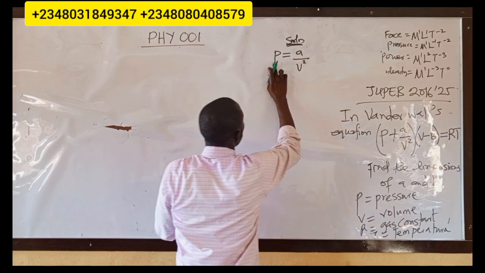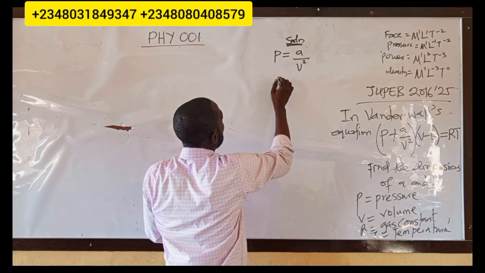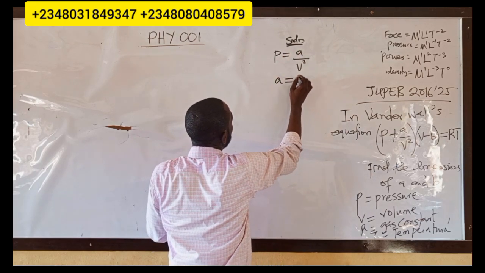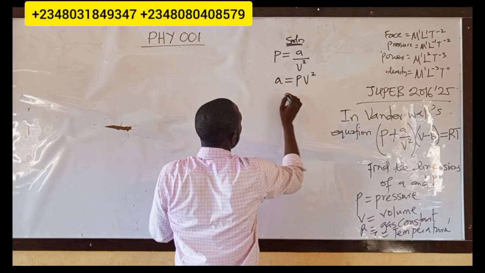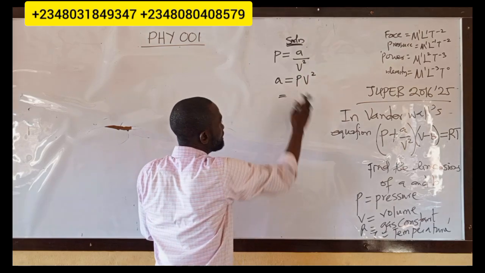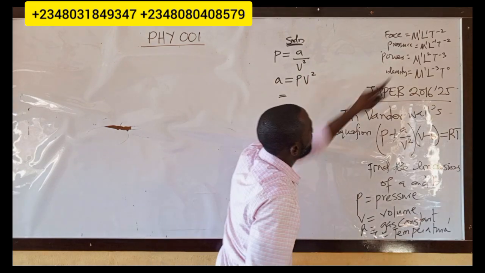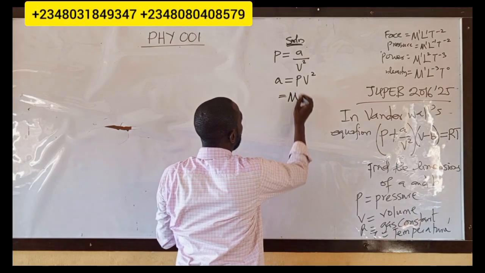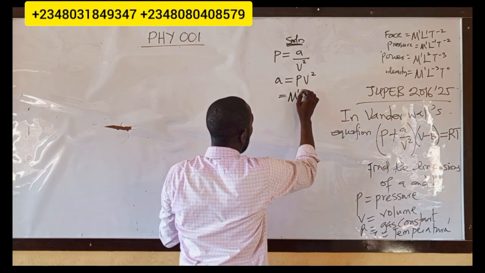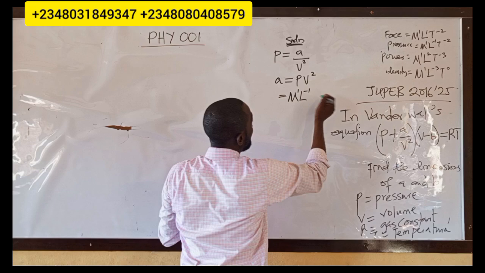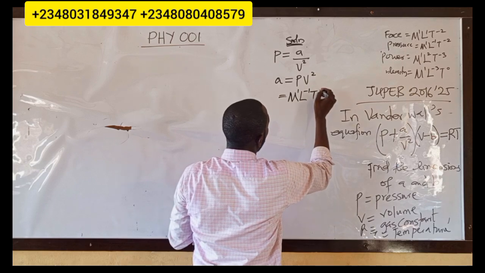So I'm now going to multiply. When we multiply, we have what now? A equals to what now? P V squared. What is P? P is pressure. What is the dimension of pressure? We have M raised to the power 1, we saw that one before, S to the power minus 1, then T raised to the power minus 2.